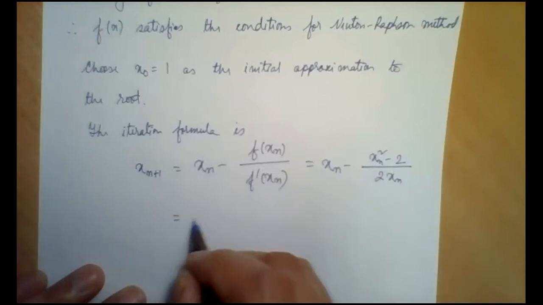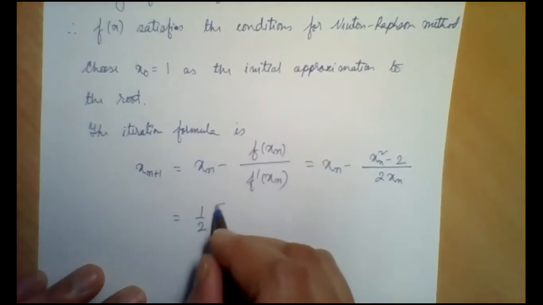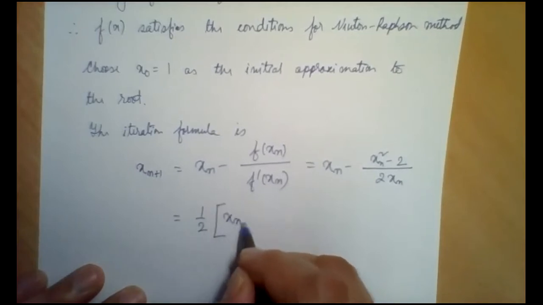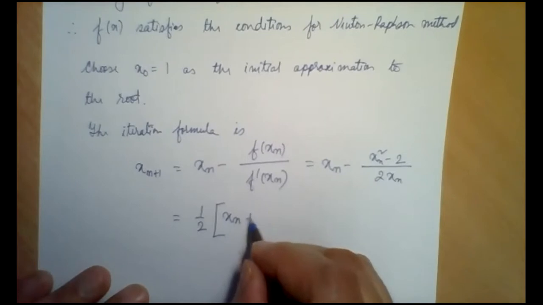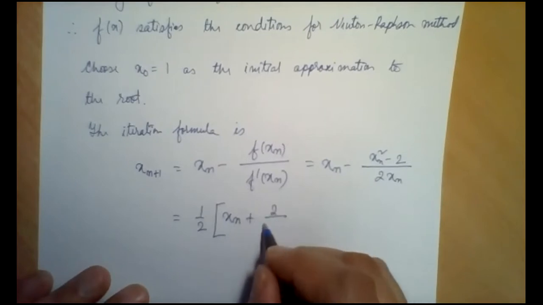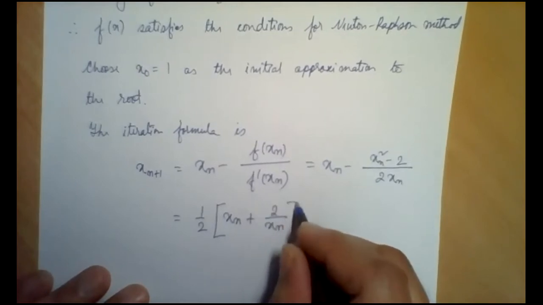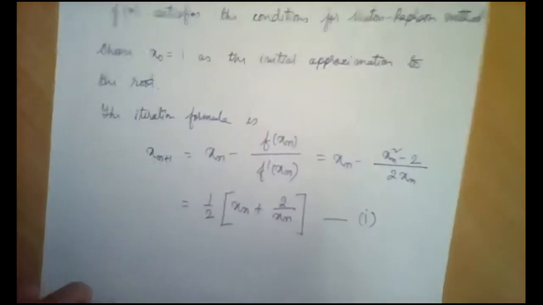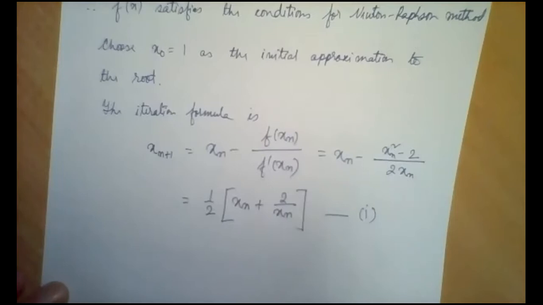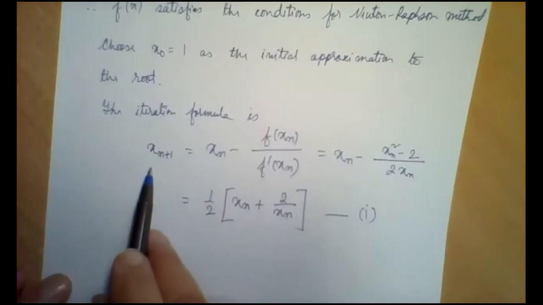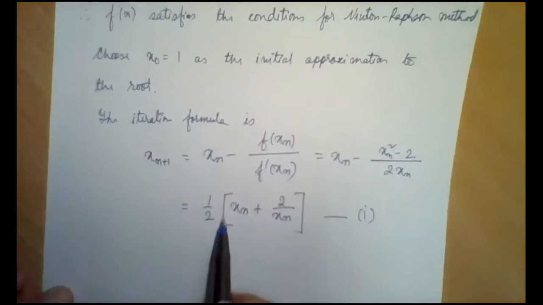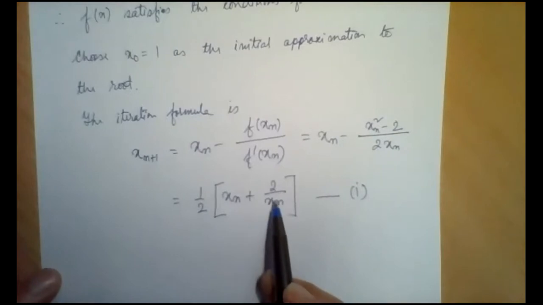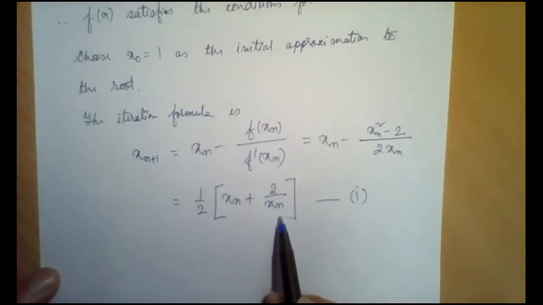So this is nothing but 1 by 2 xn plus 2 by xn. This is question number 1. There you go. So xn plus 1 equal to 1 by 2 xn plus 2 by xn.